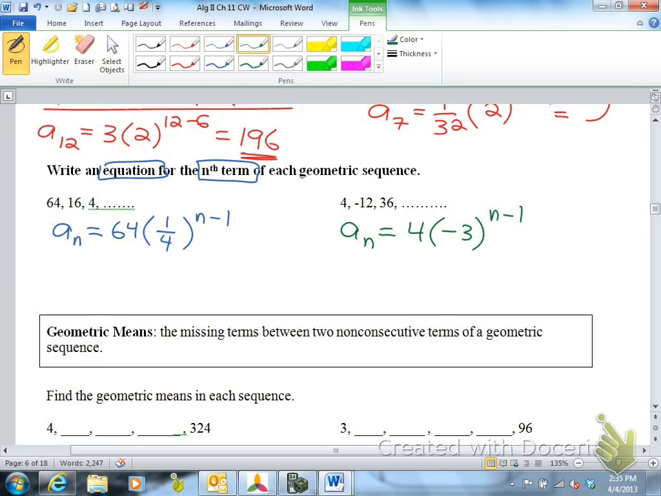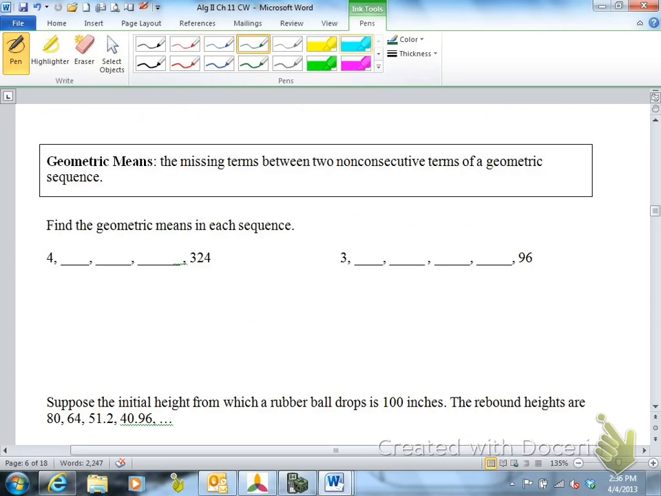So a sub n equals 4 times negative 3 raised to the n minus 1. Geometric means, we talked about those in section 1. They were arithmetic means before, but geometric means, all that they are is missing terms. So find the missing terms. Find the geometric means.